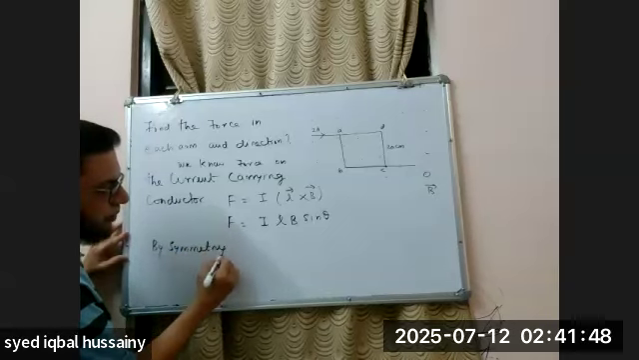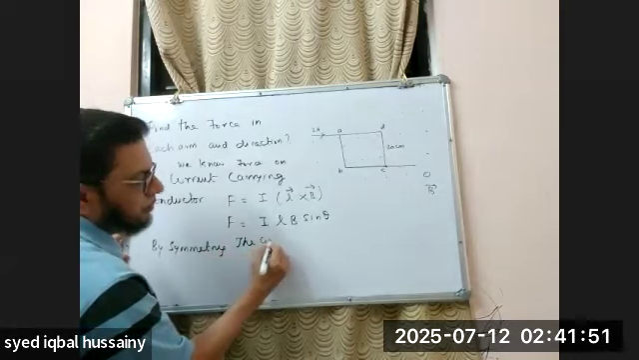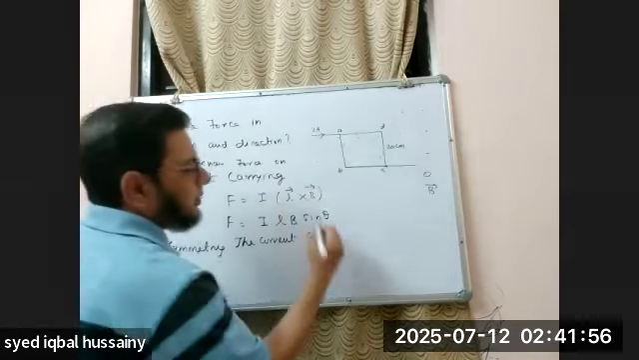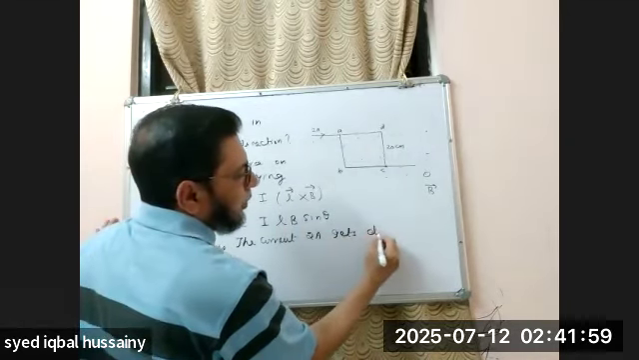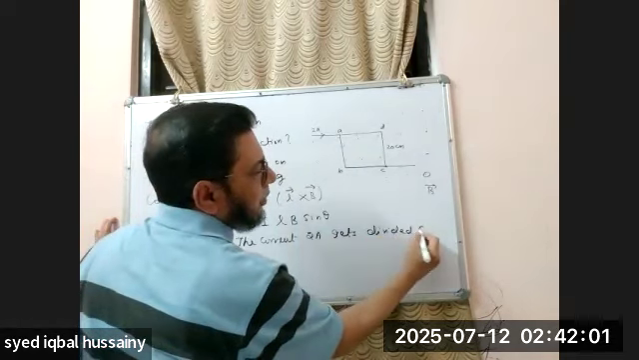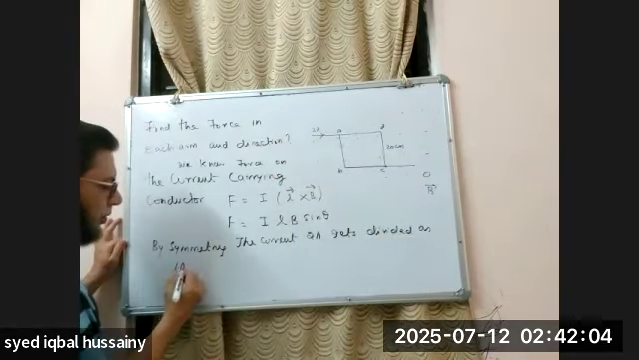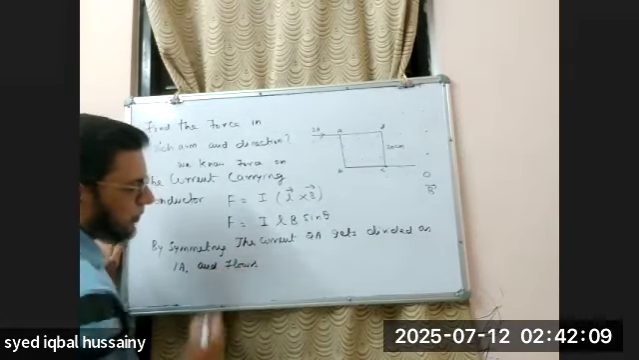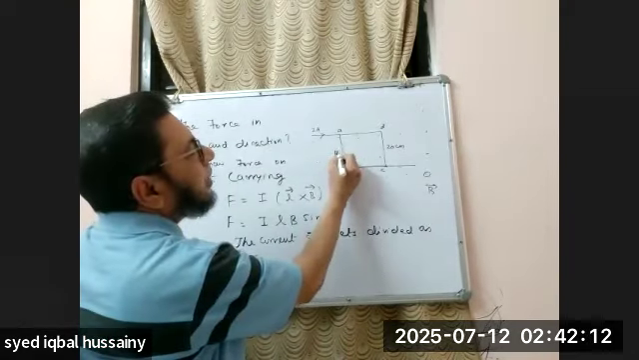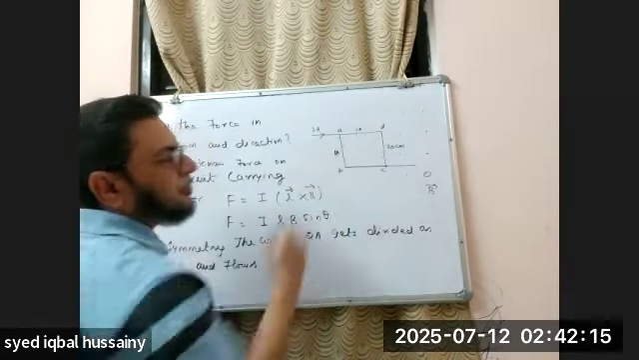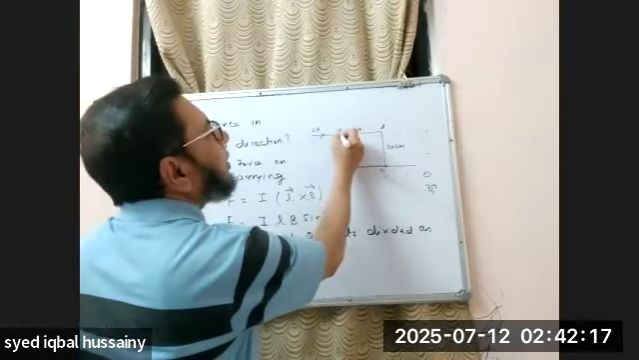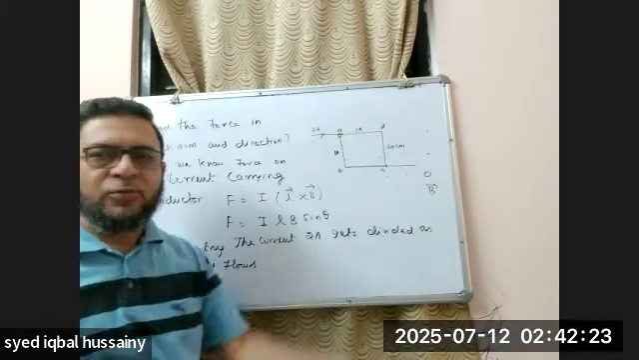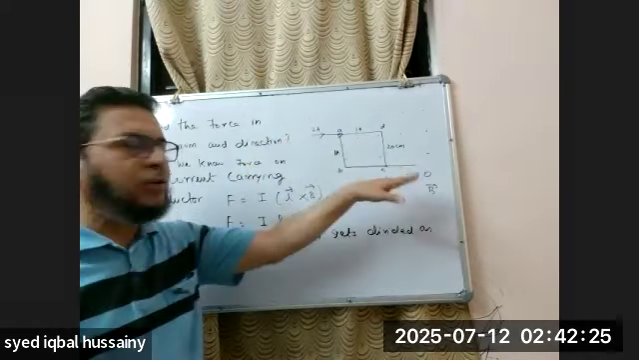By symmetry, the 2 ampere current gets divided. So 1 ampere will flow. Here 1 ampere current flows, and on this side 1 ampere current flows. Okay. So from the junction, here is the junction, 1 ampere current flows this side, 1 ampere current flows that side. The total output is 2 ampere. In is 2 ampere, out is 2 ampere.